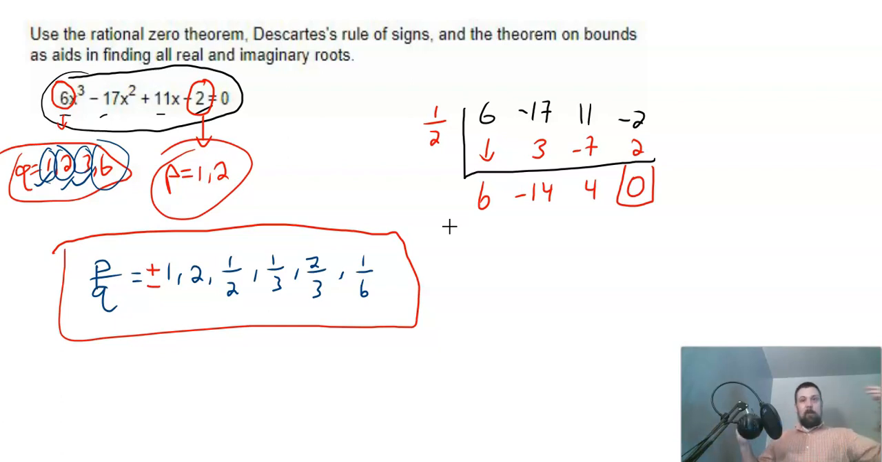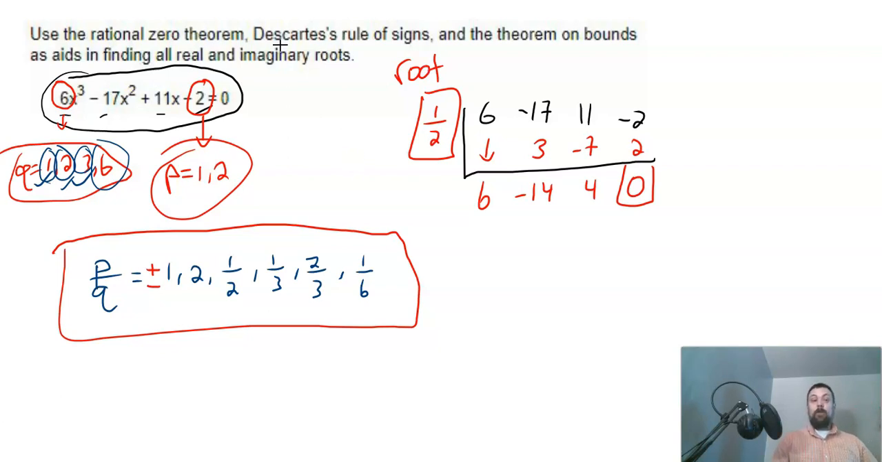And so that's probably about the worst it should ever get. You should find something by then. So, all right. Now that I find a number that gives me a remainder of 0, that means 1/2 is a root to this equation. It's one of them. Now, how many am I expecting to find?